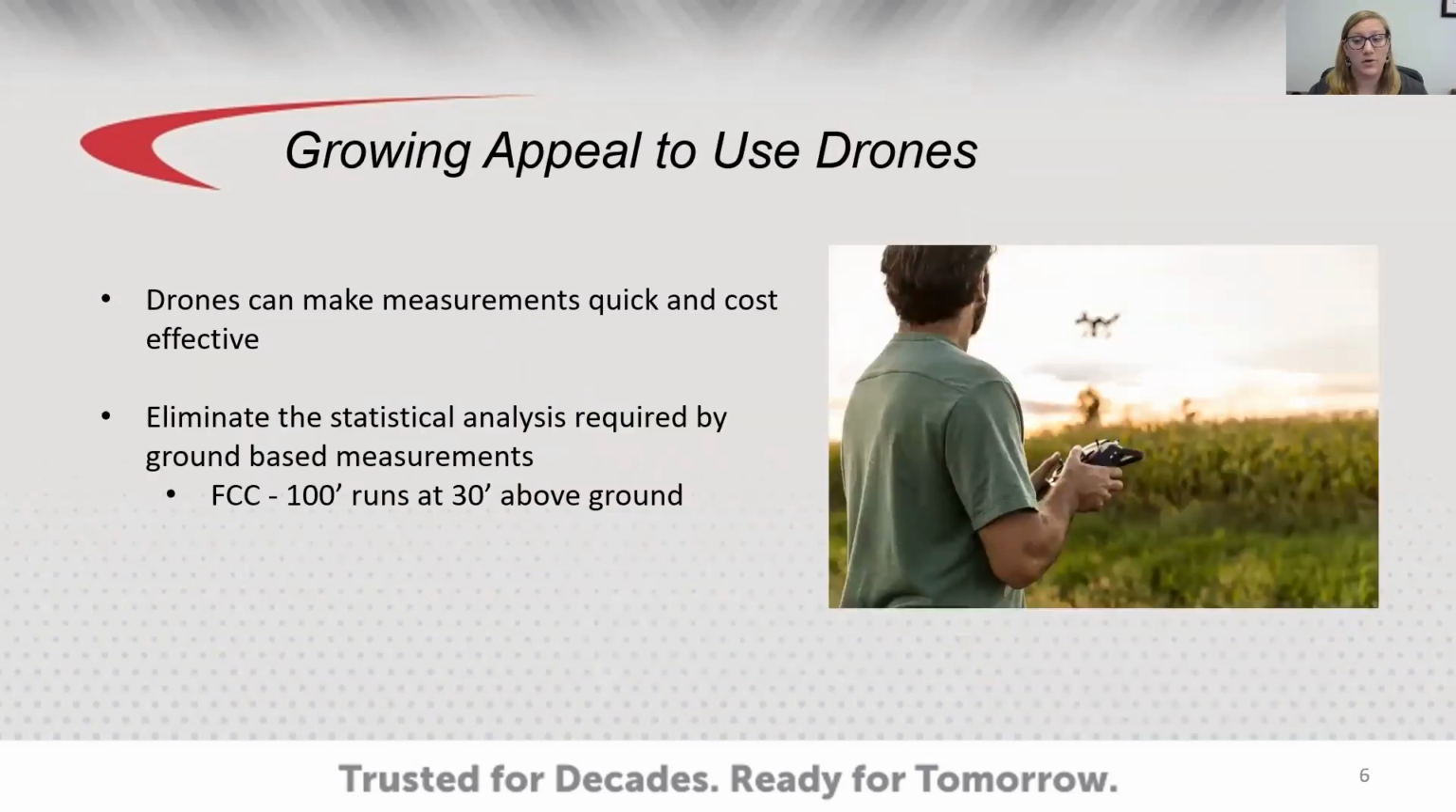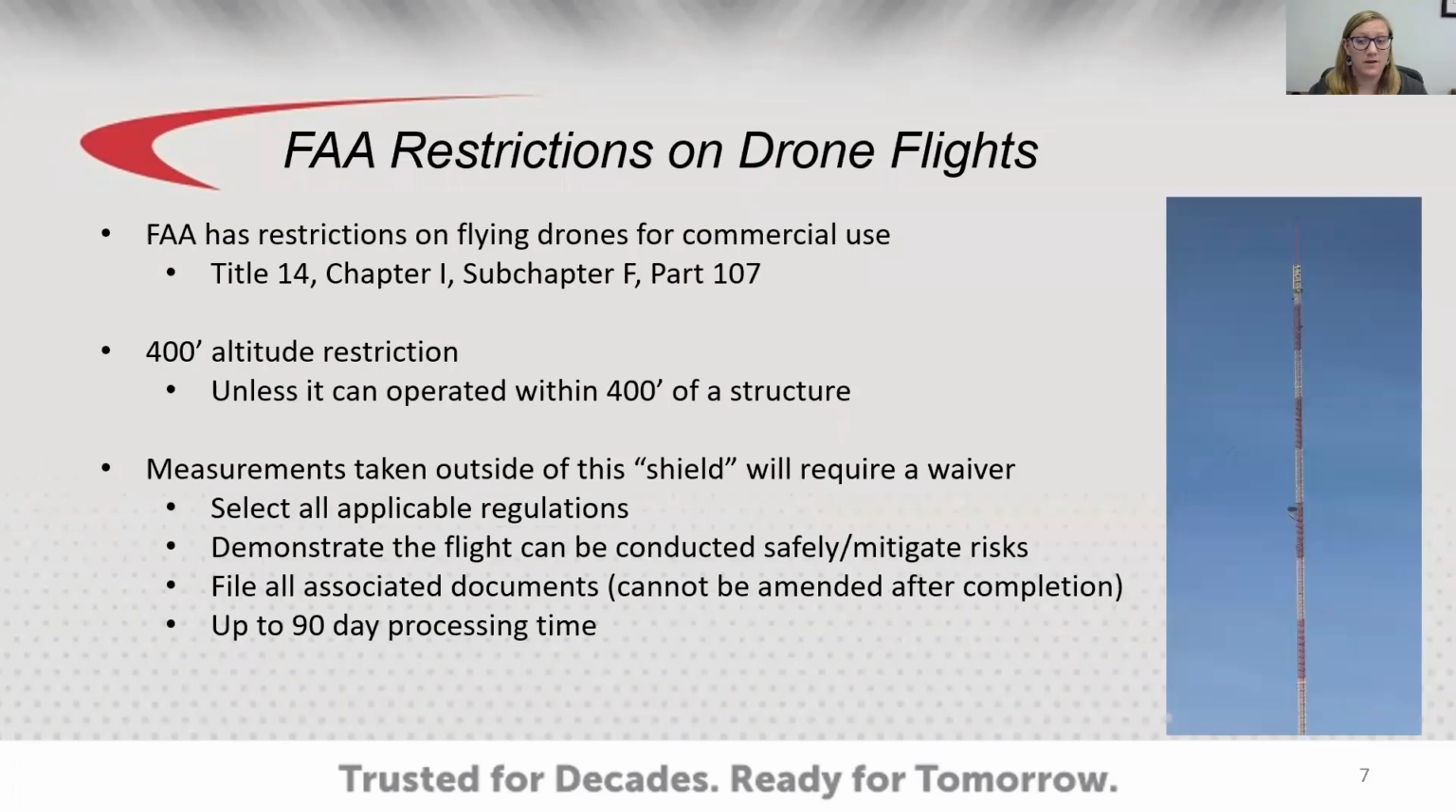Drones have increased in popularity across many industries and are an excellent tool for field pattern verification. Drone measurements are quick to perform and cost-effective. They also eliminate the statistical analysis needed for ground-based measurements. Despite their benefits, drones come with a few drawbacks, most of which are imposed by the FAA. The FAA has certain restrictions on flying drones for commercial use. These are listed in Title 14, Chapter 1, Subchapter F, Part 107. These regulations include everything from operating from a moving vehicle to operating over people and have a strict definition for line of sight for drone pilots.